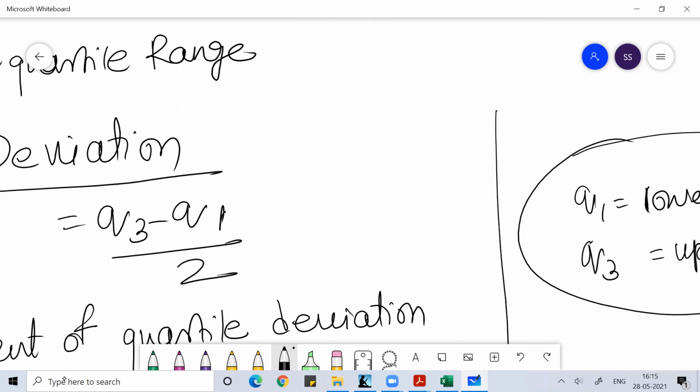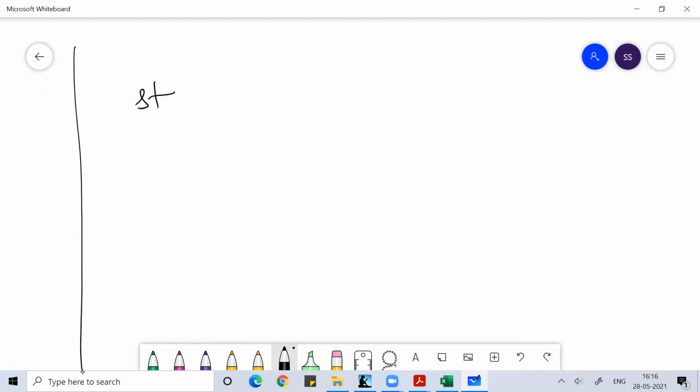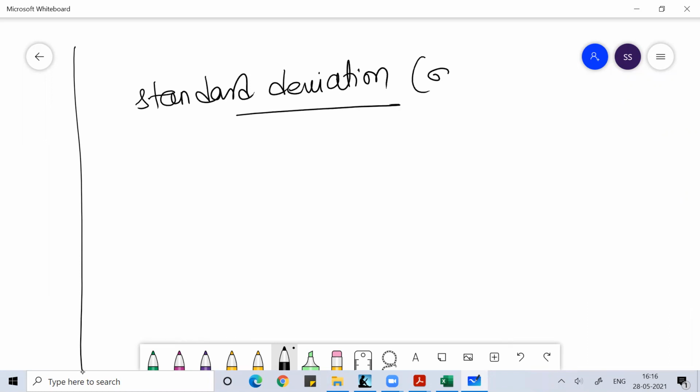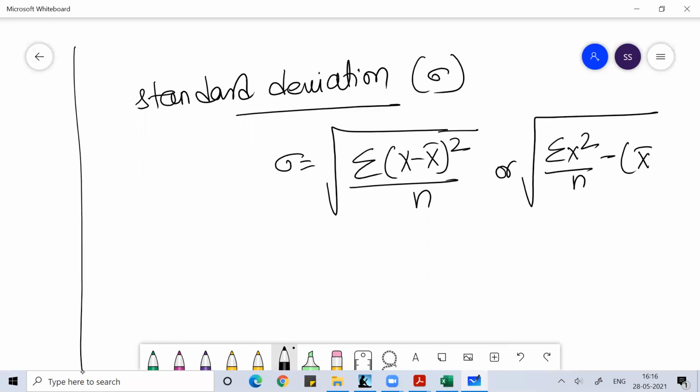The square of standard deviation is variance. You know that very well. So we can do the calculation for variance, standard deviation and all, and get the answer very easily. Remember, standard deviation is sigma. The formula of sigma for raw data is the square root of summation of (x minus x bar) whole square by n, or the square root of summation of x square by n minus x bar square. If you write the same without the square root, it becomes variance. That is the only difference.